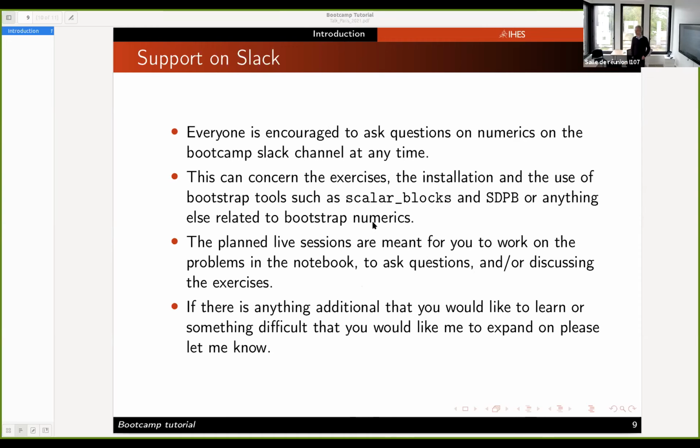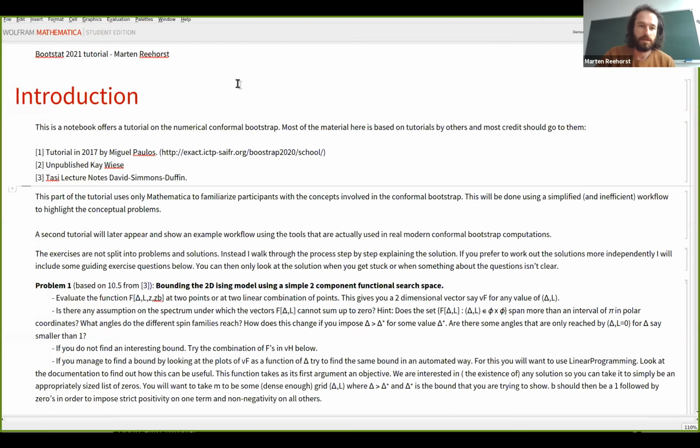So let me share. Why is it not letting me share? Oh, it does. Okay, sorry. So now you should be seeing the Mathematica file. I'm not sure if I'm sharing it correctly.